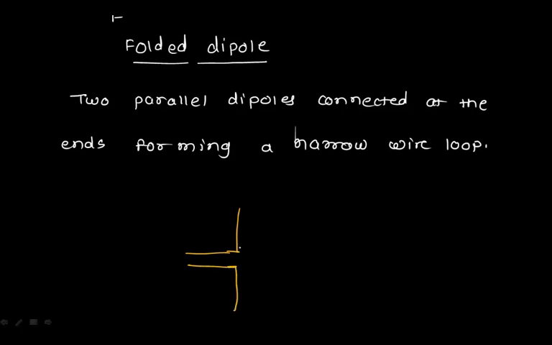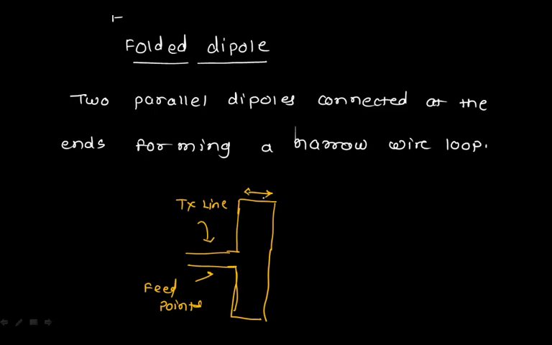These are nothing but the feed points. These are nothing but the transmission lines which give input to your dipole antenna. So what you are doing, you are forming a narrow wire loop like this, and they are separated by distance d. Suppose you have placed another antenna of length n. So this structure will be called the folded dipole.